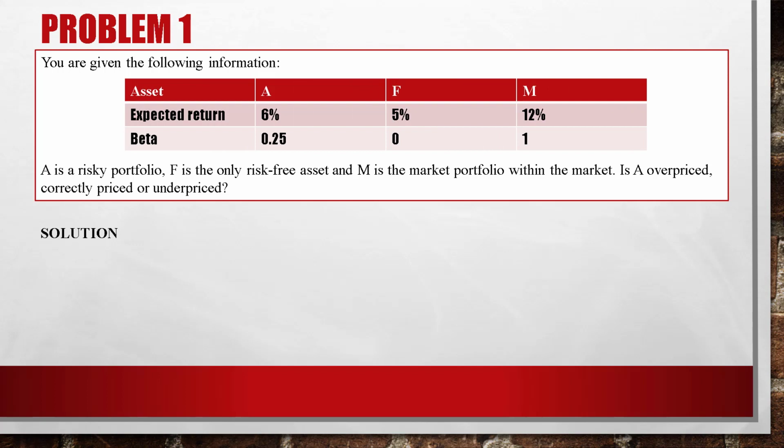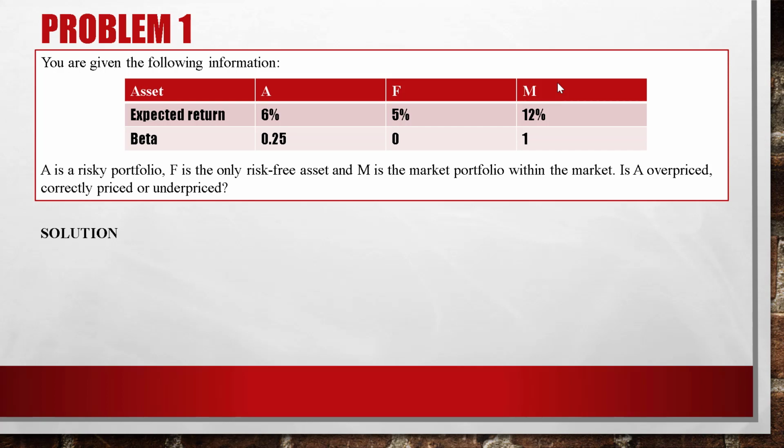You are given the following information. Assets A, F, and M with the expected returns 6%, 5%, and 12% respectively. Betas are 0.25, 0, and 1 respectively. A here is asset A, F is a risk-free asset, and M is a market portfolio. And the question is: is A overpriced, correctly priced, or underpriced?